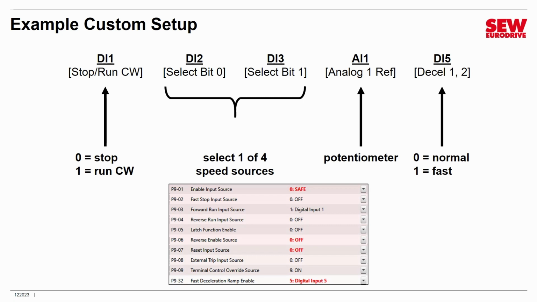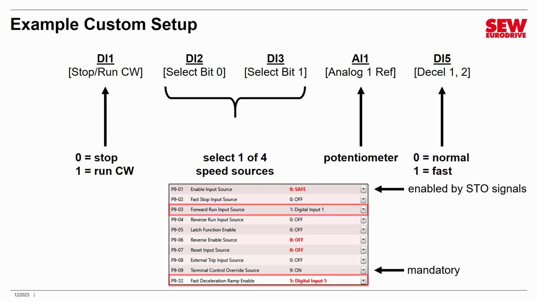And then finally, we need to assign some digital inputs to the different VFD functions. We're going to let our VFD be enabled by the safe torque off signal, so we'll set this to safe. That means when the VFD is not disabled by safe torque off, it will be enabled. We will set terminal control override source permanently to on, so we're always in terminal control mode. If we forget to set this, nothing will work. And then we'll set parameter 9-03 to digital input 1. This is the forward run input source. That means the VFD will run clockwise when this signal activates it.